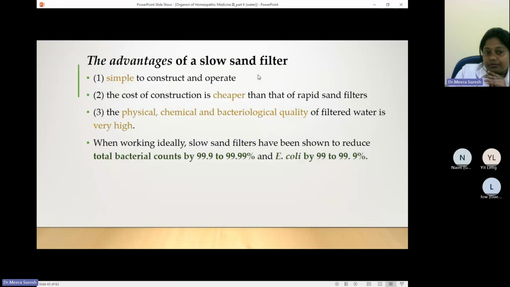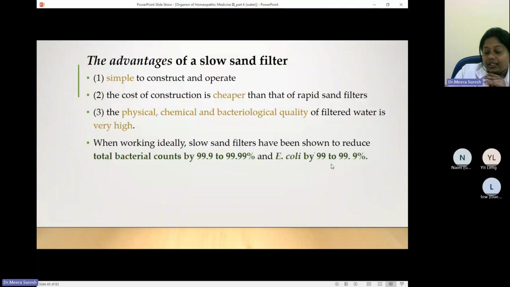The advantages of slow sand filter: it is simple to construct and operate. The cost of construction is cheaper than that of the rapid sand filter. The physical, chemical and bacteriological quality of filtered water is very high, and if it is working ideally, the total bacteria in that water will be reduced by 99.9 to 99.99 percent.